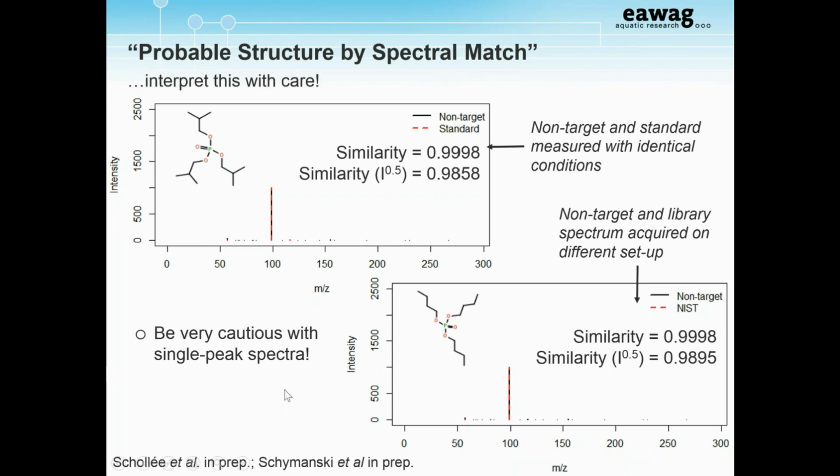So again, just to think very carefully. Be very cautious with single peak spectra or with spectra that only have one or two peaks, because these similarity values will not help distinguish. That gets back to the probability value that NIST also gives with their spectra.